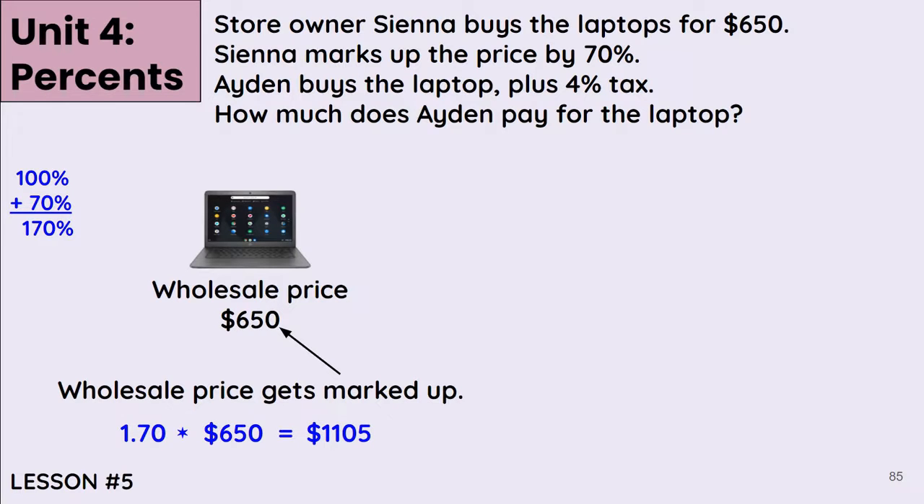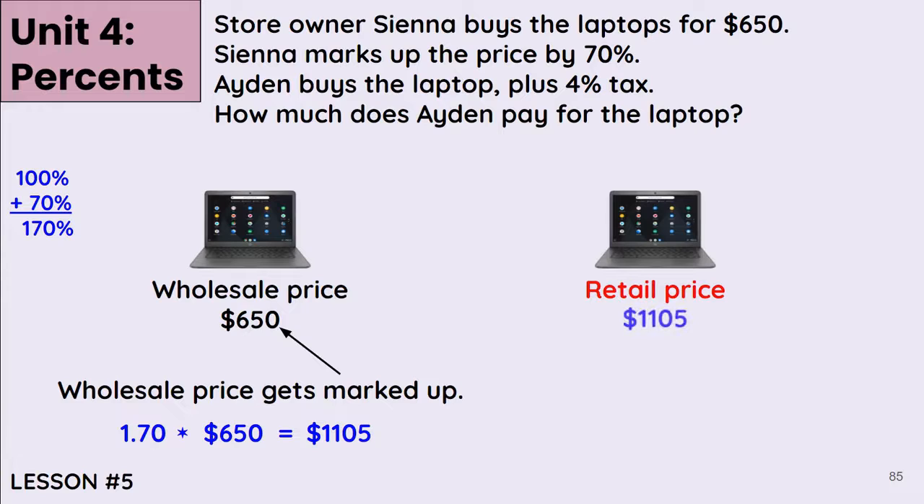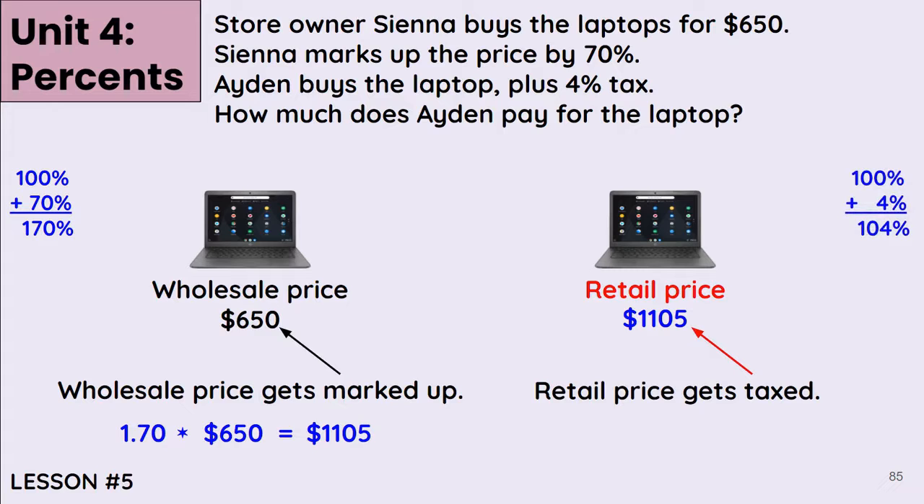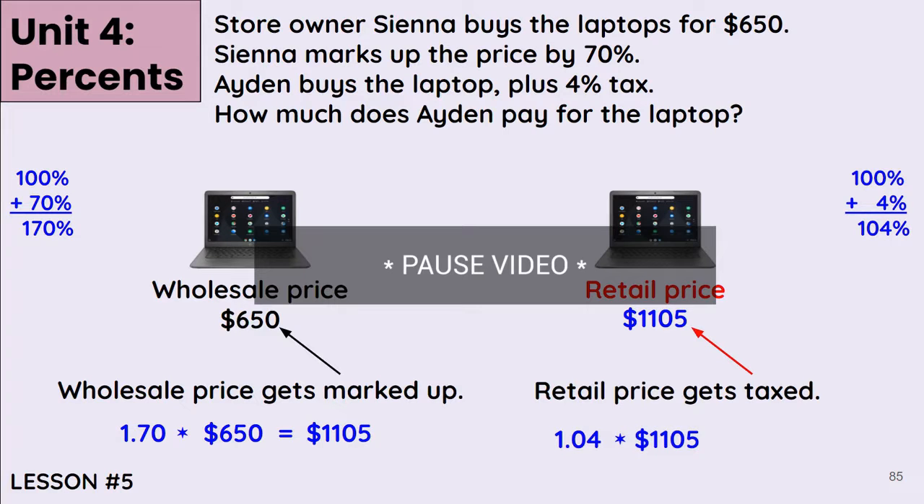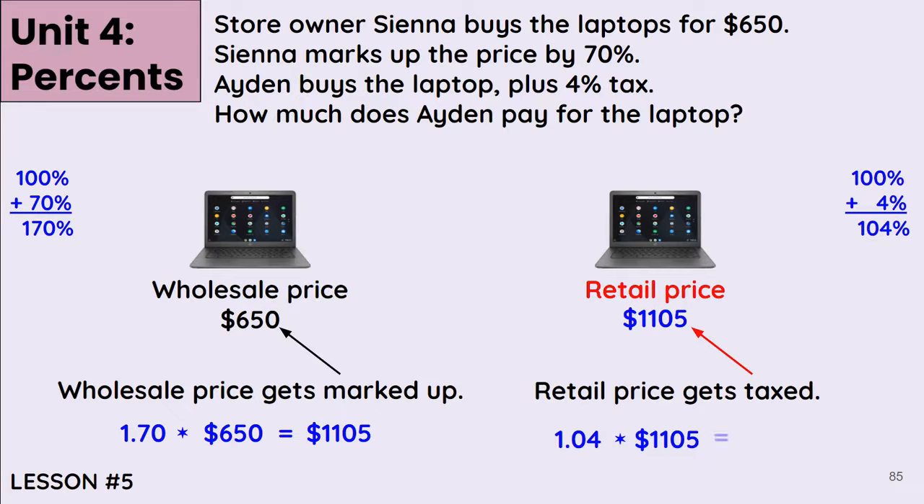So when Aiden walks into the store, she only sees the retail price, which is $1,105. If she wants to buy that, she has to pay this price with tax. Tax is 4%. So Aiden's going to have to pay 100% plus 4%, which is 104% of that price. So go ahead and do 1.04 times the retail price. All right, Aiden's going to have to pay $1,149.20.